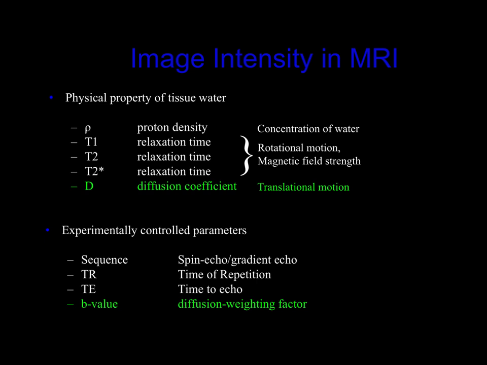To make our image intensity more sensitive or less sensitive to these physical properties of the tissue water, we have parameters that we can control experimentally in our acquisition. We can pick the pulse sequence, so is it a spin echo versus a gradient echo, which makes us more sensitive to the T2 star if it's gradient echo. We can control the TE and TR to make us sensitive to T1 or T2. And then now we're adding to that the B value. So on top of having these contrasts determined by this part of our acquisition parameters, we now have the B value that we're going to experimentally control to tell us something about the diffusion coefficient.